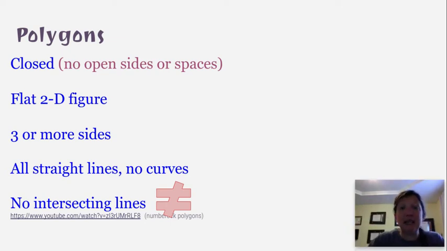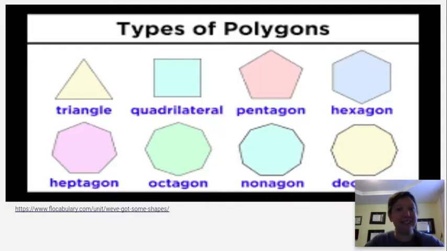Flat 2D. It's not 3D. It doesn't have three-dimensional, like this has one dimension, two dimensions, but then it has a third that's like the volume of it. And then we're talking about three or more sides, because if it doesn't have three or more sides, it can't connect. Try and connect two sides together without a third. It doesn't work. And remember, all straight sides, no curves, and no intersecting lines.